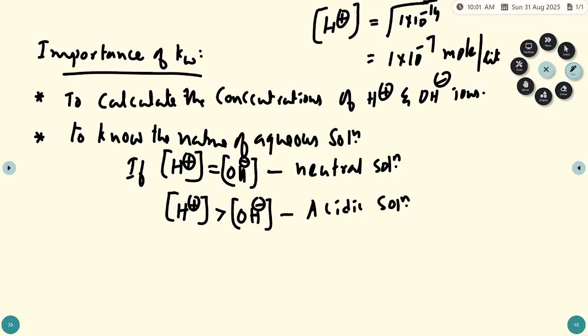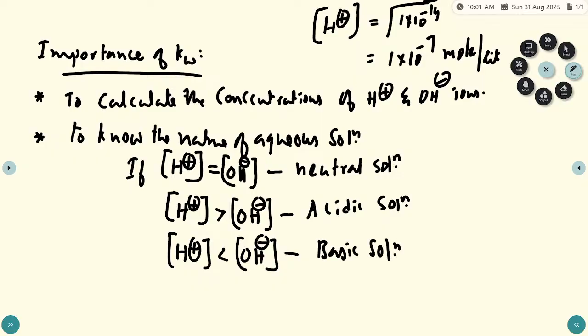And next, if H plus ion concentration is less than OH minus ion concentration, so it is basic. We can determine the nature of the aqueous solution on the basis of Kw, that is the ionic product of water. So this is about the ionic product of water, Kw.